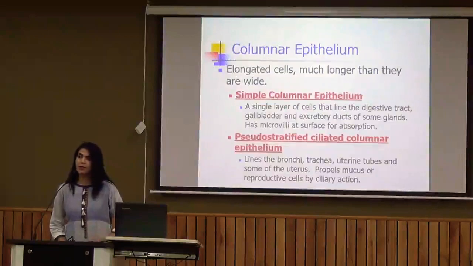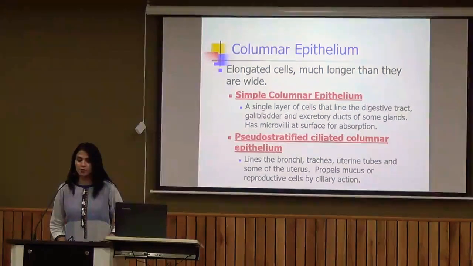Then the next and the last category of epithelium is columnar epithelium. Now these cells are elongated cells. They are much longer than they are wide. That is the structure of columnar epithelium.